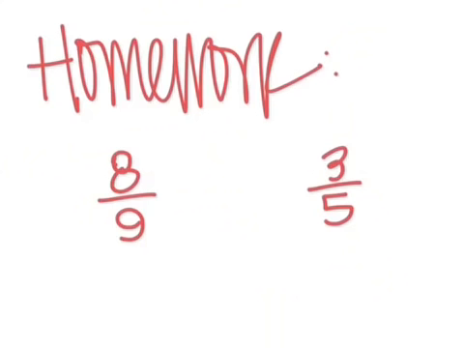I want you to try these two for homework. Remember, the top number goes inside the box, add a decimal, and then add a 0, and just divide like you know how to divide.